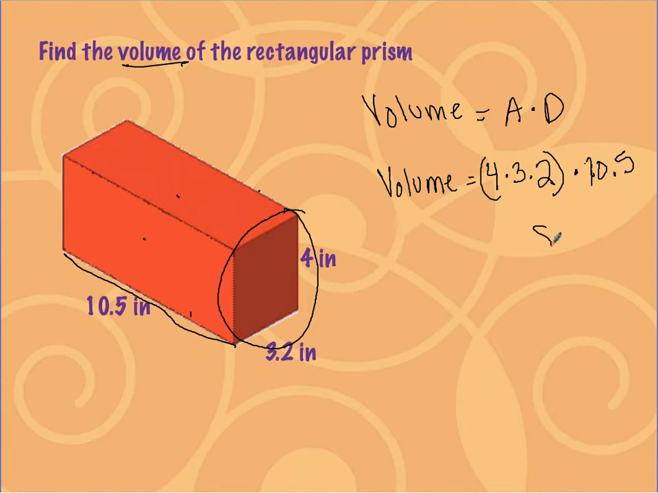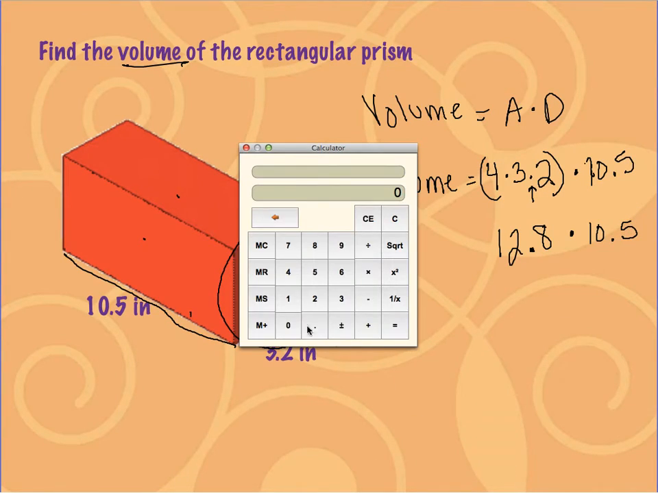4 times 2 is 8. 4 times 3 is 12. Place my decimal, because I have a decimal here, times 10.5. In the effort to save us some time, I am going to go ahead and grab my calculator. 12 8/10 times 10 5/10. And I get 134 4/10.